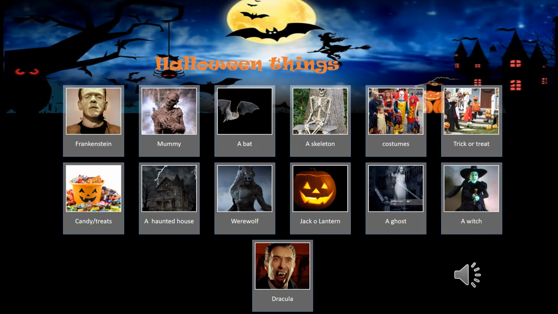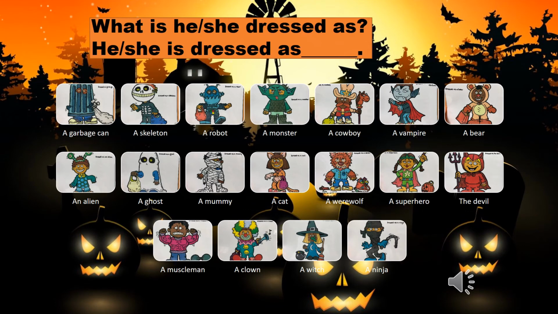For a simple test at the end of the month, you can arrange all the words and pictures and then have your students draw a line from the word to the correct picture. Or you can make up some questions. For example, what is half robot and half zombie? Frankenstein.